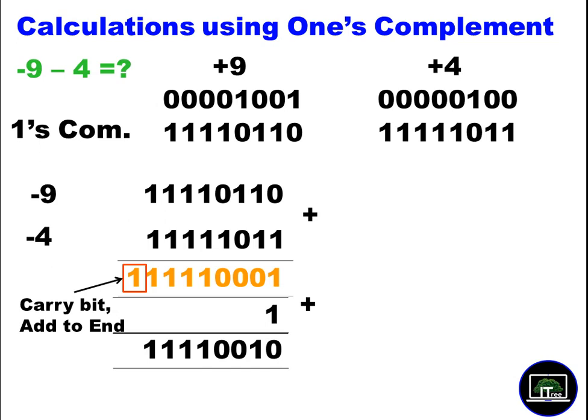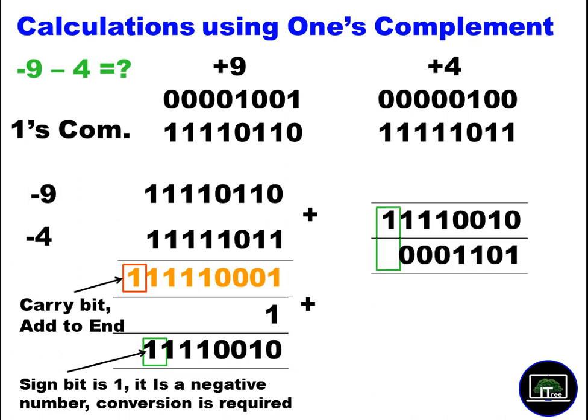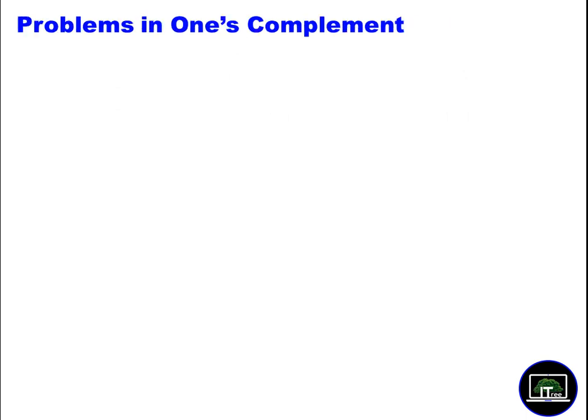First bit is 1. This is a negative number. Conversion is required. We convert it. This is the 1. Answer is right. Okay, now we can see that calculations are okay.